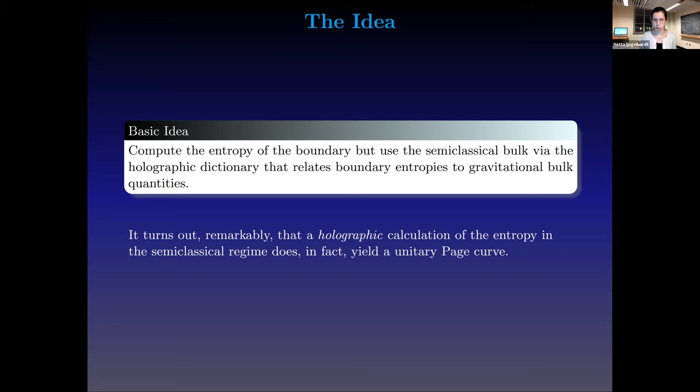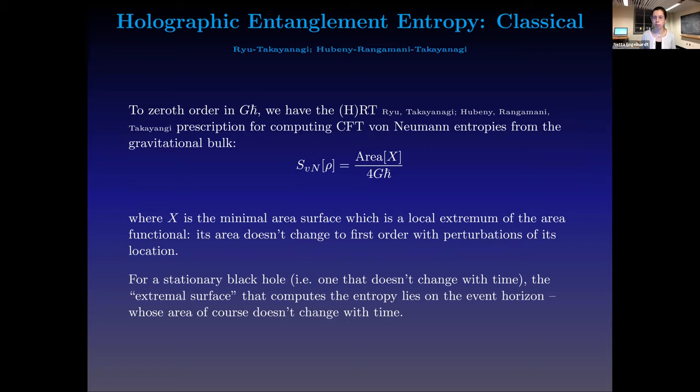So, brief review of holographic entanglement entropy. If you're working purely to zeroth order in G h bar, then we have the Ryu-Takayanagi or the Hubeny-Rangamani-Takayanagi prescription for computing CFT von Neumann entropies from the gravitational bulk. So this is given by the area of an extremal surface X over 4 G h bar, where by extremal, we mean it's a local extremum of the area functional. So if you slightly deform its location, then its area doesn't change to leading order in this perturbation. So for example, for a stationary black hole, for AdS-Schwarzschild, the so-called extremal surface that computes the entropy is the bifurcation surface. It lies on the horizon, it's a stationary black hole, its area doesn't change with time.